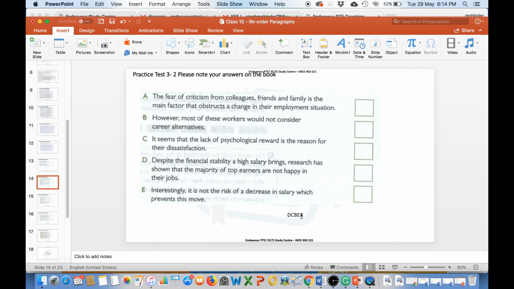Hopefully some of these reorder paragraphs will help you to identify the first statement and how to connect one statement with another, leading to the last one. I look forward to making some more videos on reorder paragraphs.